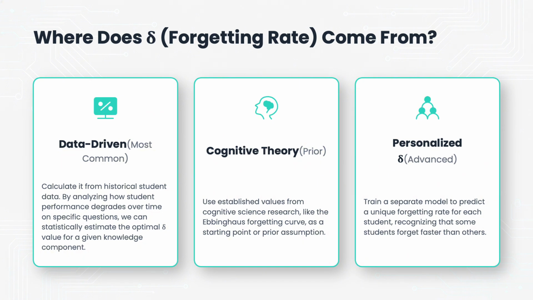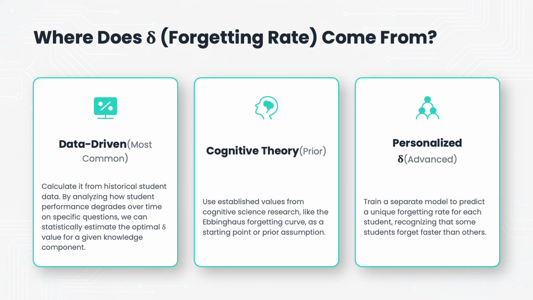You might be wondering, how do we get the value for delta in the first place? There are 3 main methods. The most common is to calculate it from historical data. We look at how students' performance on a topic drops off over time and use that to find the best fit decay rate. Second, we can use values from cognitive science as a starting point.